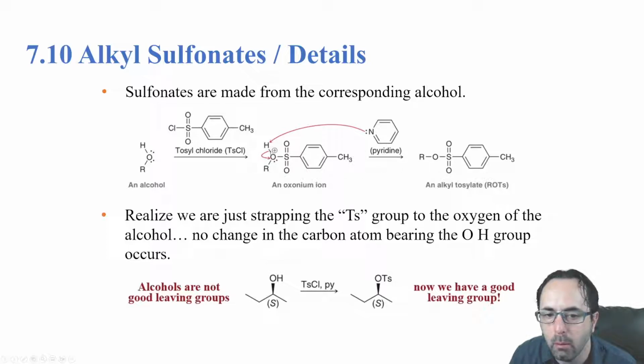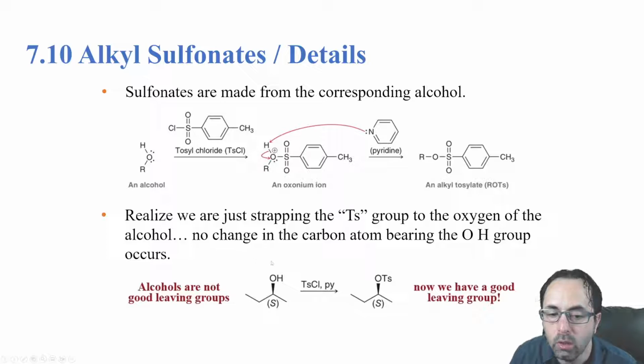That way, the tosyl chloride reacts and attaches to the oxygen, so we end up with basically a nucleophilic attack on the sulfur. Then the pyridine is used as a weak base, but not a nucleophile, basically. It removes the proton, and then you get the alkyl tosylate. This tosylate will be a great leaving group, a much better leaving group than an alcohol. So we're just strapping the tosylate group to the oxygen of the alcohol.